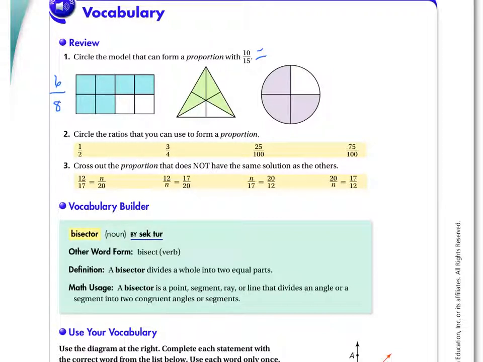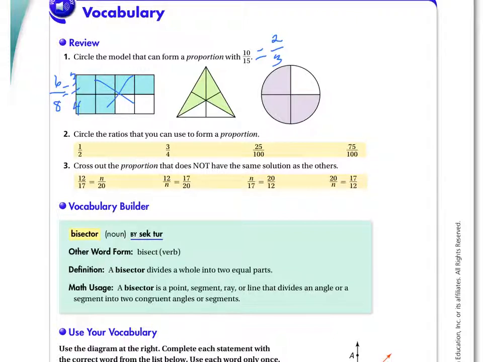5 goes into both. So 5 goes into 10 twice, and 5 goes into 15 3 times. So what does 6/8 reduce to? So 2 goes into both of those. So 2 goes into 6 3 times, and 2 goes into 8 4 times. So 3/4 is not equal to 2/3. So that one's not going to work.